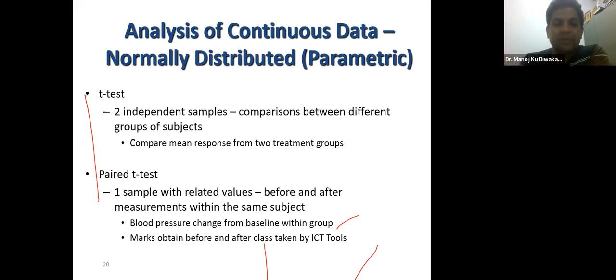Some examples are blood pressure change from baseline within a group, and marks obtained before and after a class taken with an ICT tool. This is the paired t-test. It can be used for pre and post: a pre-assessment is done, some intervention is given, then a post-assessment is done. Similarly, before and after. These are common examples for understanding the paired t-test.